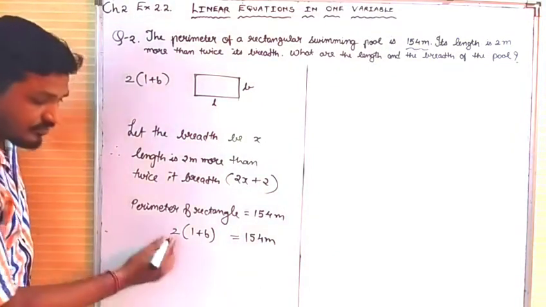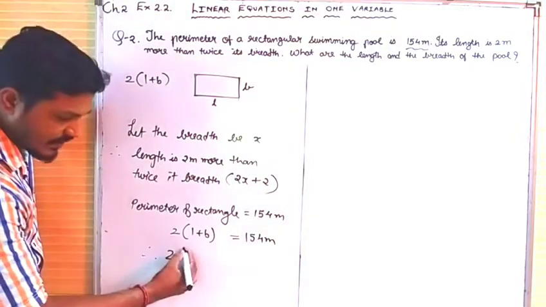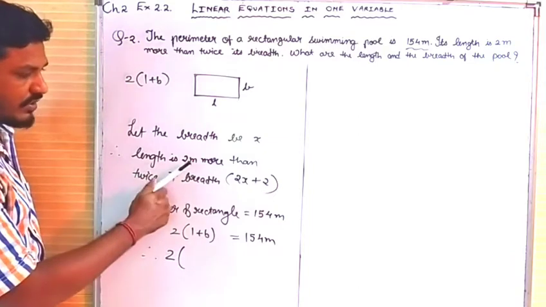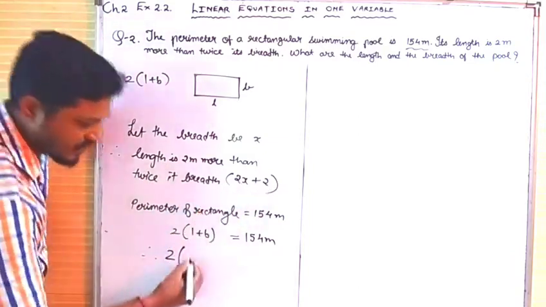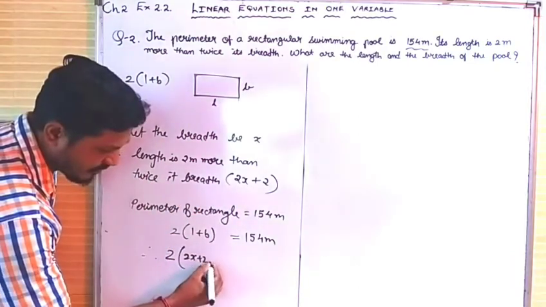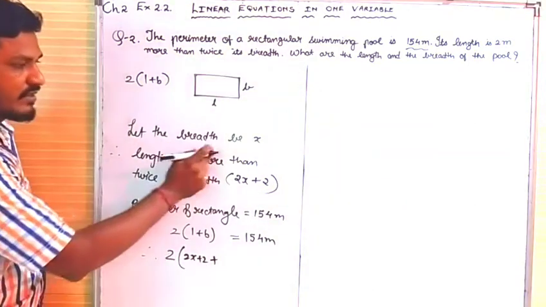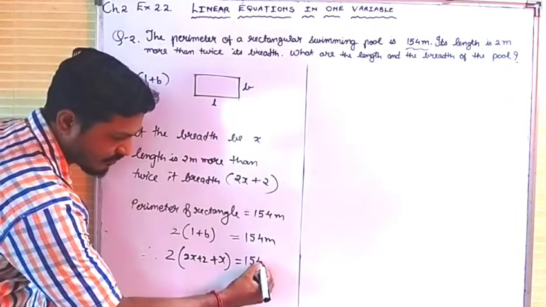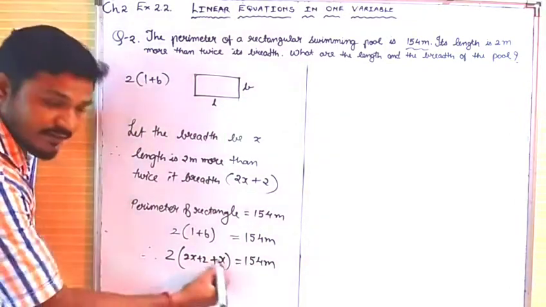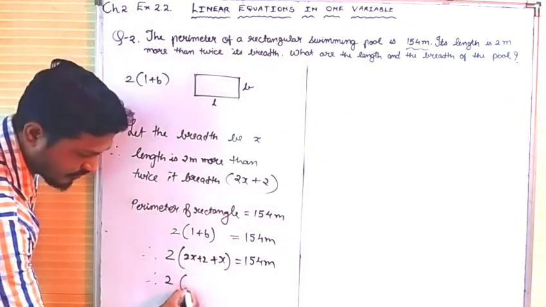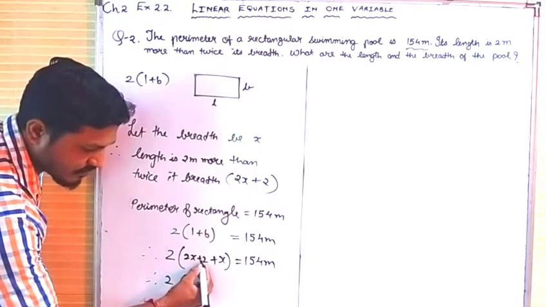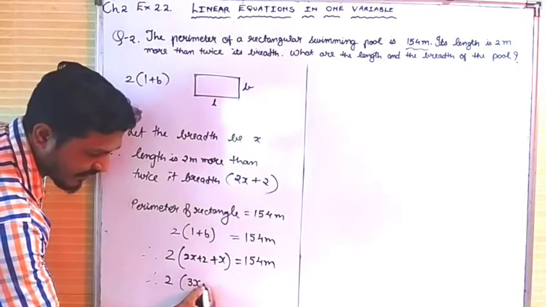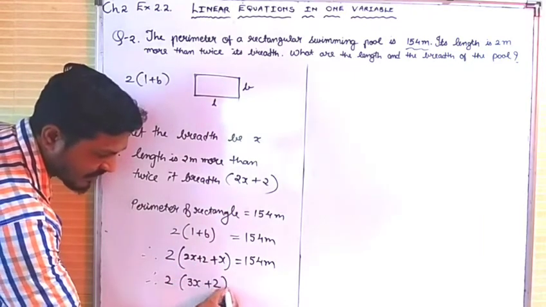Now write down 2 as it is. Length, the value of length just now only we found, that is 2x plus 2, write down over here. And the value of breadth we had supposed as x. Now resolve the bracket. 2x plus x gives 3x, and write down 2 as it is.